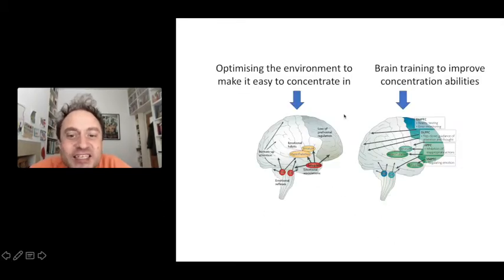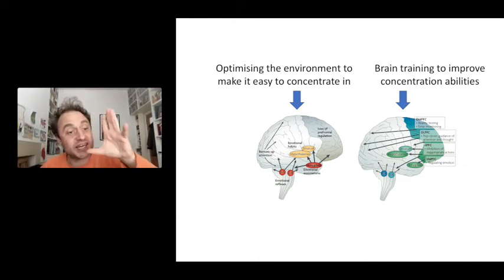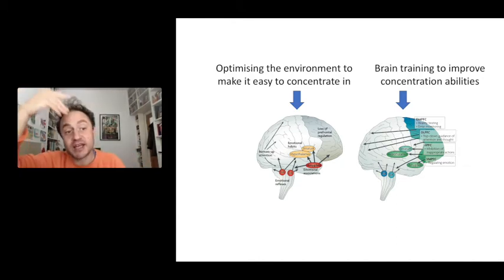Okay, so that's a little bit about how we can understand bottom-up attention to try and optimize the environment to make it easy to concentrate in. I'm now going to talk about how we can potentially have exactly the same effect in a very different way, by thinking about top-down attention.